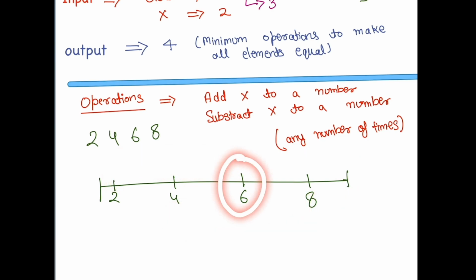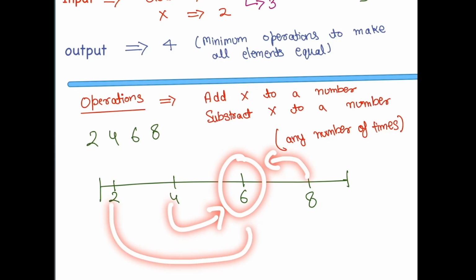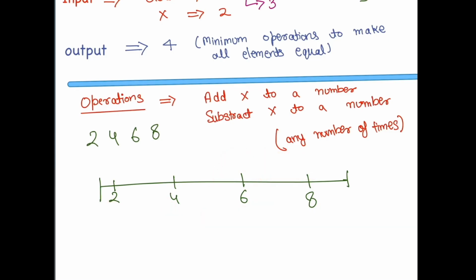And for 6 as well, you will notice that 8 has to move, 4 has to move, and 2 has to move. Again, the distance as compared to 2 and 8 is less. So now we can observe that if we try to choose something which is in the middle, then the number of operations is going to be reduced.